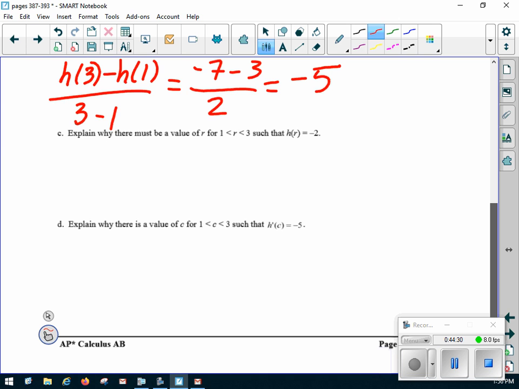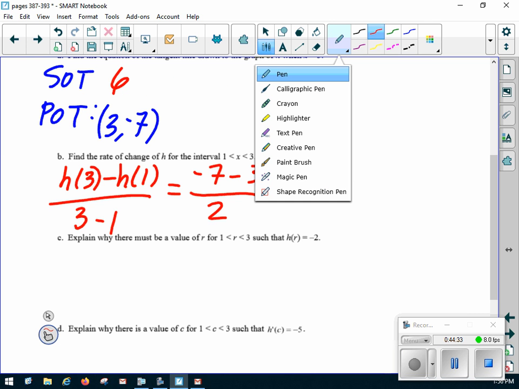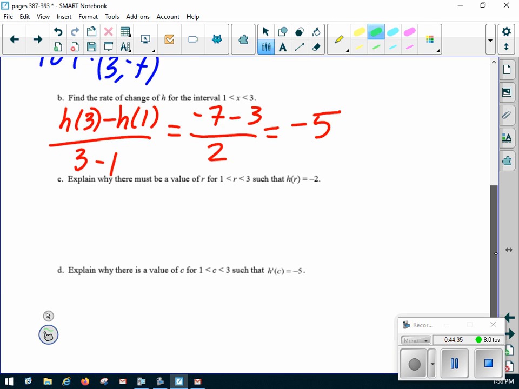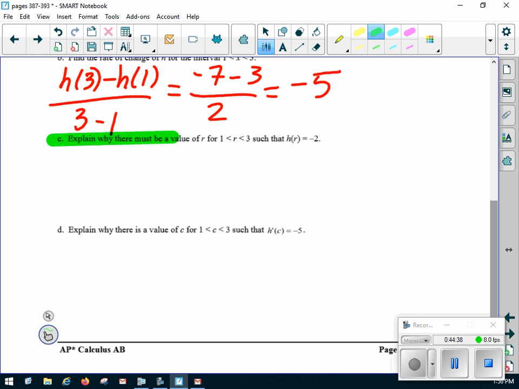Okay. Explain why there must be a value of r between 1 and 3 such that h of r equals -2. Intermediate value theorem. Why intermediate value theorem? Because between 1 and 3, I want to know, is there a point between 1 and 3 that has a y value of -2? How do I figure that out?